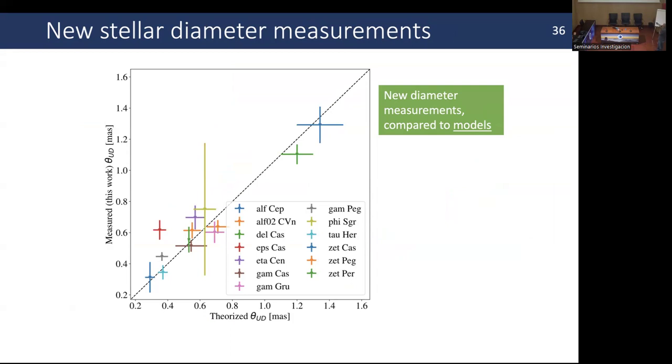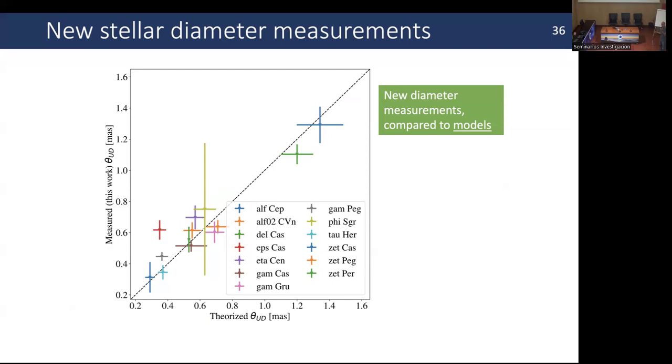And we compare to models here. So this is our measurement, and this is the theorized diameter, the model diameter, for again, many more stars. So these are new measurements, and we are comparing with the models. And what you can see here is there's a nice correlation with the models. So what the models are predicting is in general okay. There are exceptions, like this guy here. And these exceptions are actually the interesting ones, right?